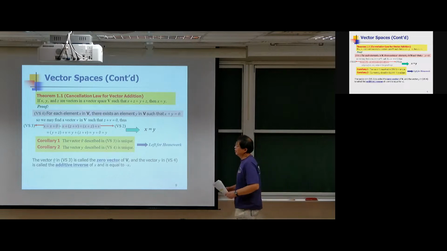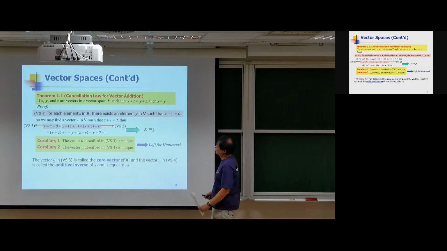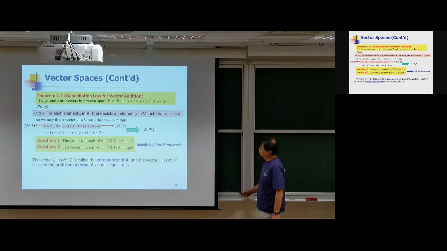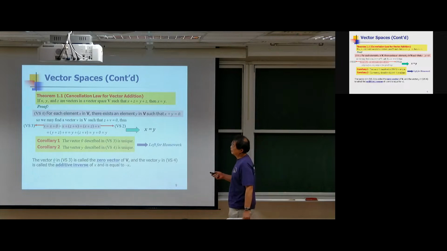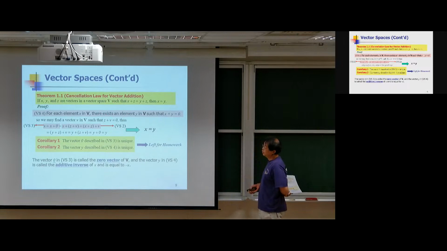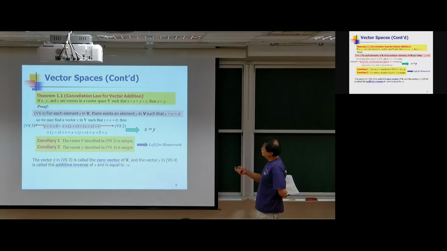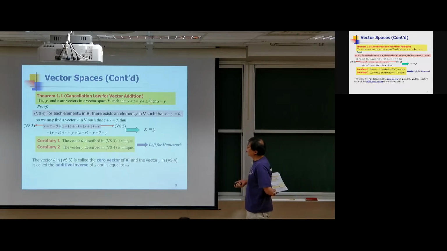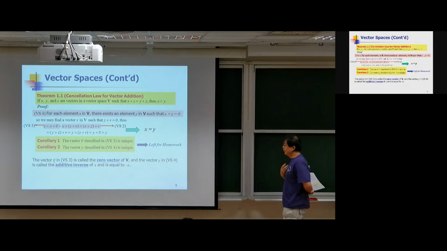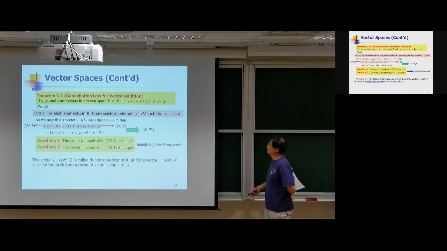So here we have theorem 1.1, which we call the cancellation law for vector addition. Here, if I have three vectors x, y, z, and they are all in a vector space V, with the definition of vector addition and scalar multiplication, then if x plus z equals y plus z, then x equals y. Actually, very intuitive. We can just cancel these two identical vectors z and z, so we get x equals y.